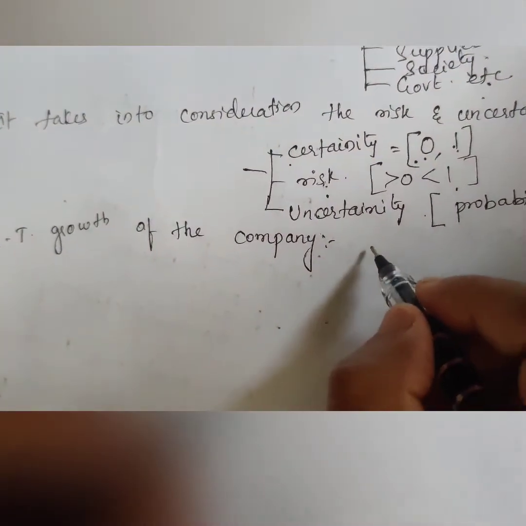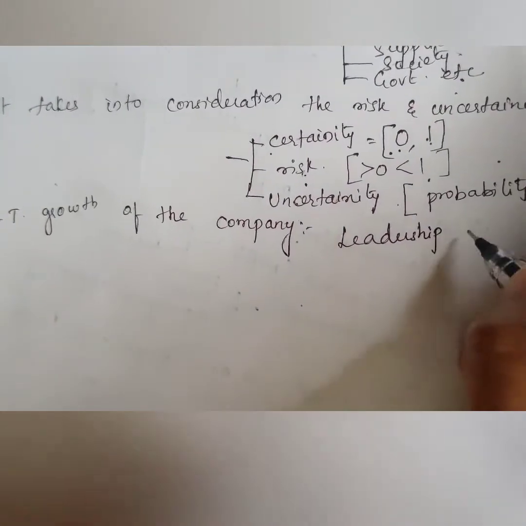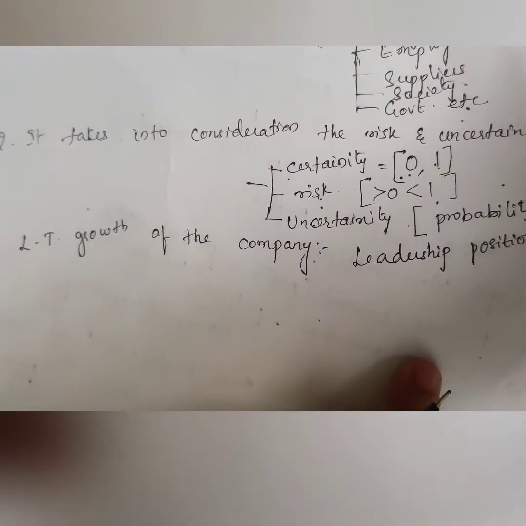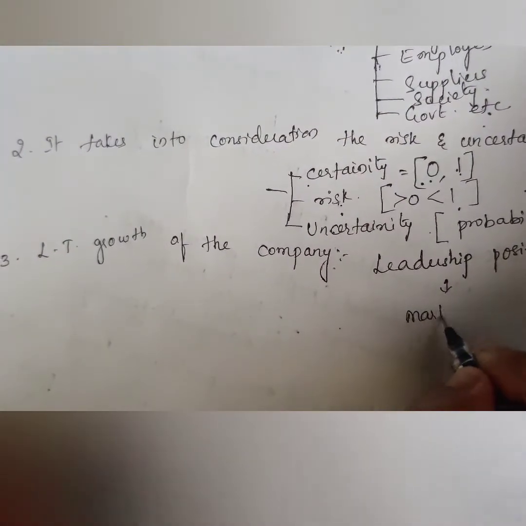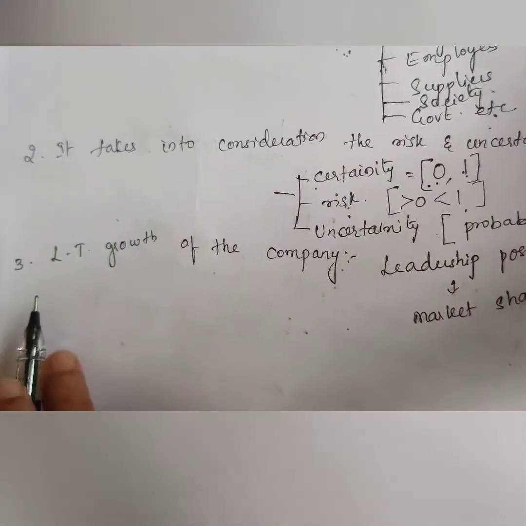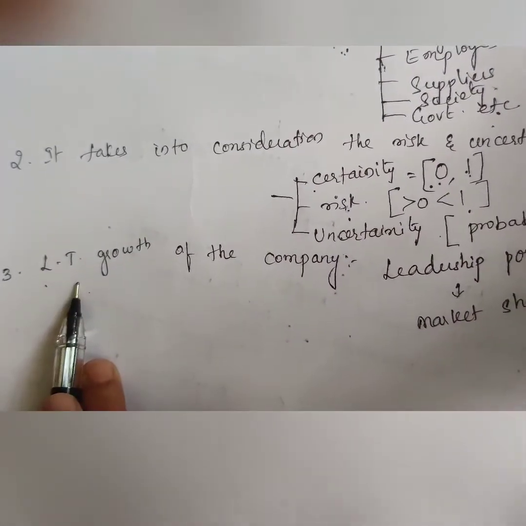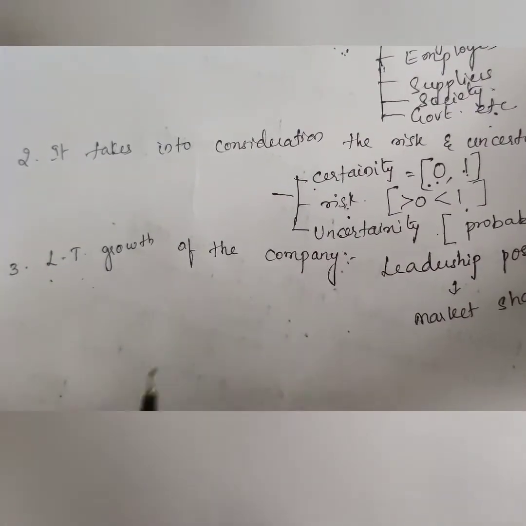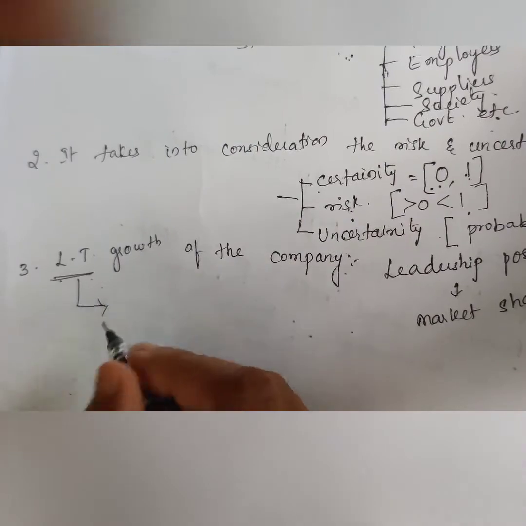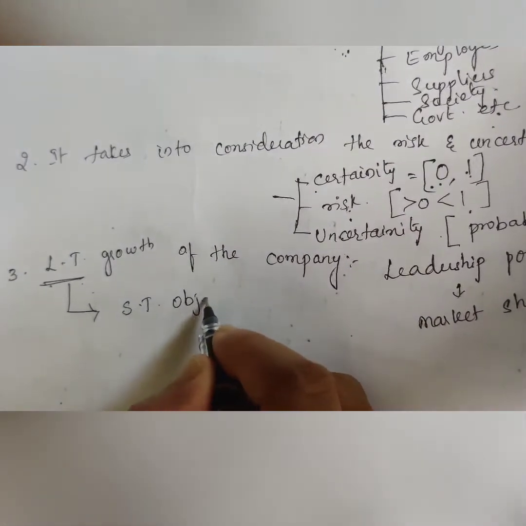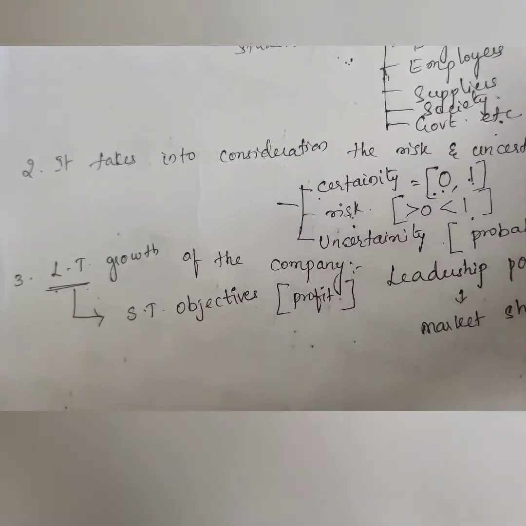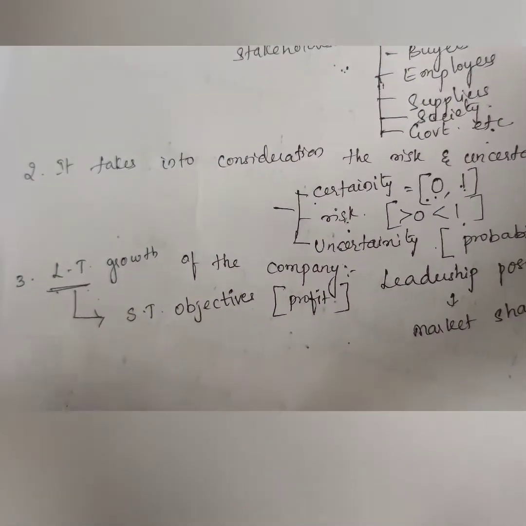Why? Because it tries to attain a leadership position in the market. The concentration of wealth maximization is mostly on attaining market share or a position of leadership in the market. So it is concentrating on long-term growth. When we say long-term growth, it takes into consideration many factors like production, sales and everything. One more thing we need to know is that long-term is a combination of various short-term objectives. And you know the short-term objective of any organization is what? Profit. So it takes into consideration the profit also.